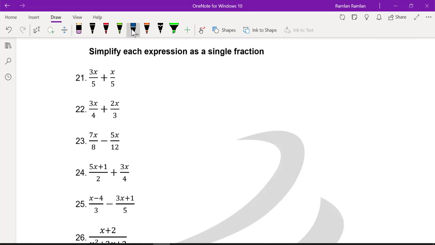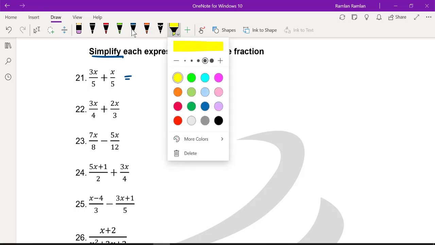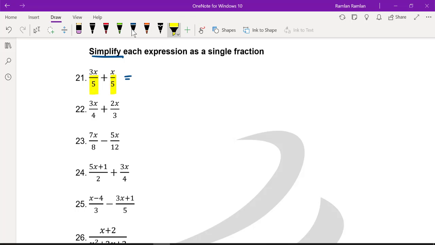Okay, so let's go to number 21 here. The first thing we see is, again, simplify each expression. Now we already know that if we add or subtract fractions, we need to make sure that they have the same exact denominator. Right here we have 5 and also 5, so they are exactly the same. So we can just add or subtract the numerators. So just 3x plus x, which is 4x, right? And then the denominator doesn't change, it's just 5. That's it. Pretty easy, right?